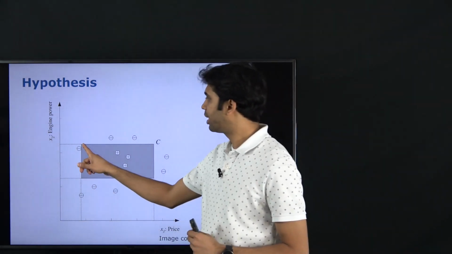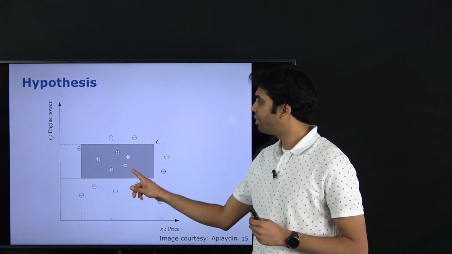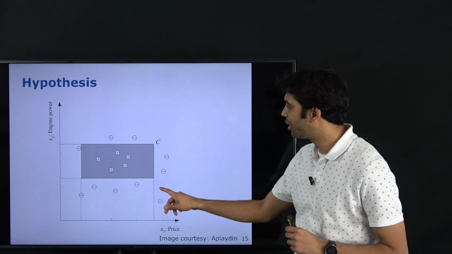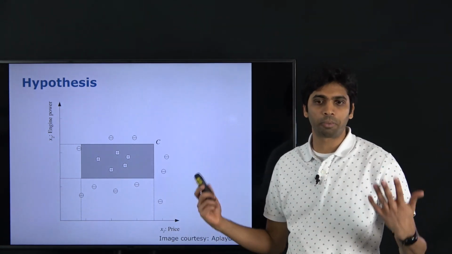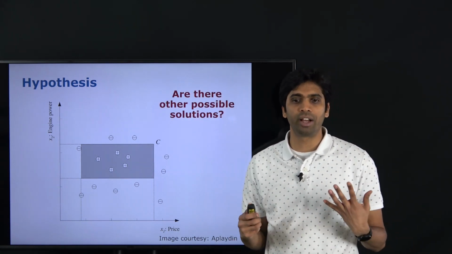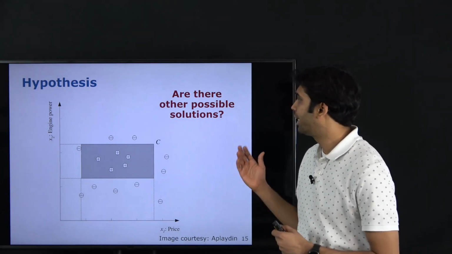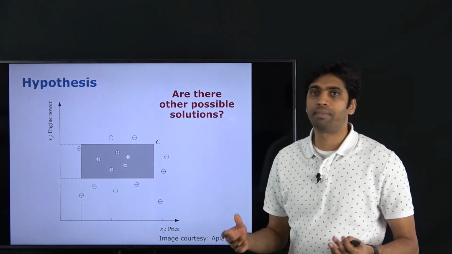So for example, let's consider this gray region here in this rectangle, and we say everything that falls within that gray region is a family car, everything that falls outside is not a family car, right? So this is a reasonable proposition or reasonable hypothesis to say whether something is a family car or not. And of course, one could ask a question, are there other solutions? Of course, there are many other solutions.